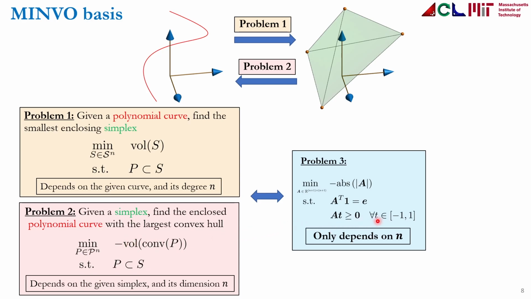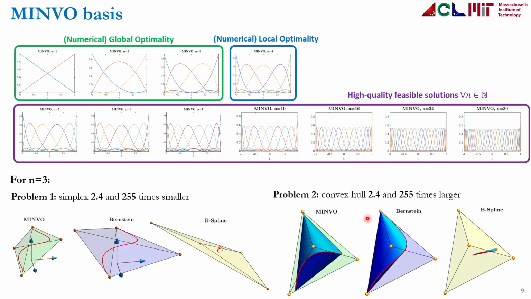The tricky part here is that in problem 3, we are maximizing the determinant of a non-symmetric matrix, and therefore this is a non-convex problem. And moreover, we also have this infinite constraint over here. However, we can leverage sum of squares programming, moment relaxations, and branch and bound, and we were able to find the solutions shown here. So we were able to prove numerical global optimality from n equals 1 to n equals 3, numerical local optimality for n equals 4, and then we were able to obtain high-quality feasible solutions for any degree n.